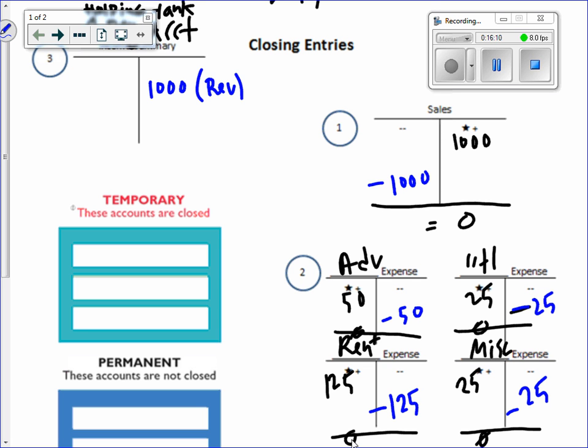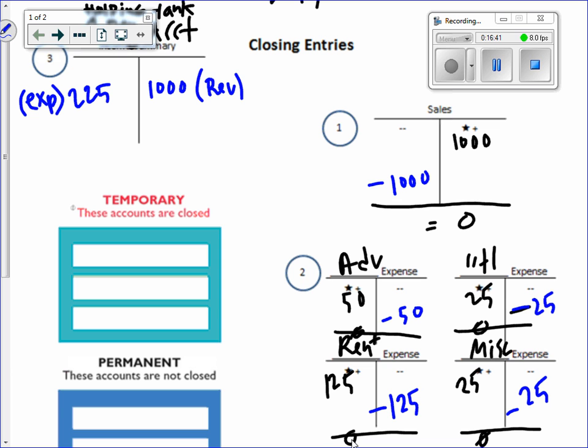Now, could we list them all as single debits here? We could, but doesn't it make sense to just lump them together? So we're going to put 225, and that's all of the expenses. Okay. We've zeroed out sales. We've dumped its credit into income summary. We've zeroed out all the expenses. We've dumped that corresponding debit into income summary.